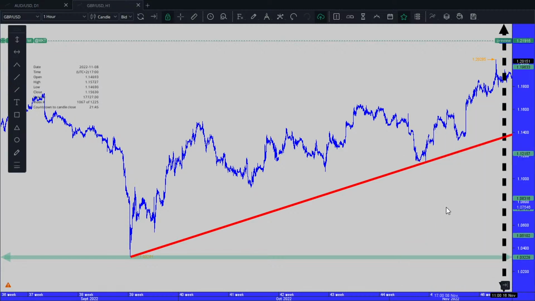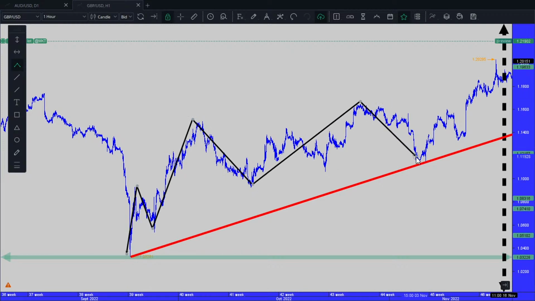Do we agree, everybody? We have an uptrend line and the market's making a market wave, right? Extension, retracement, extension, retracement, extension, retracement, extension, right? Do we agree? Yes, okay.